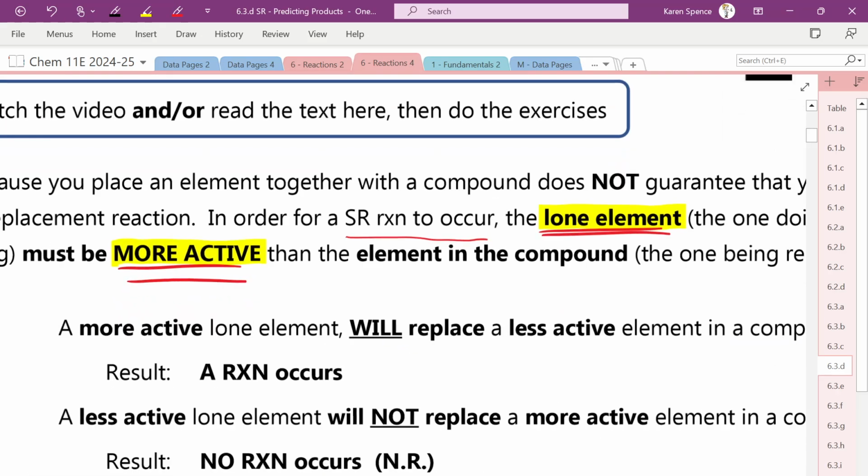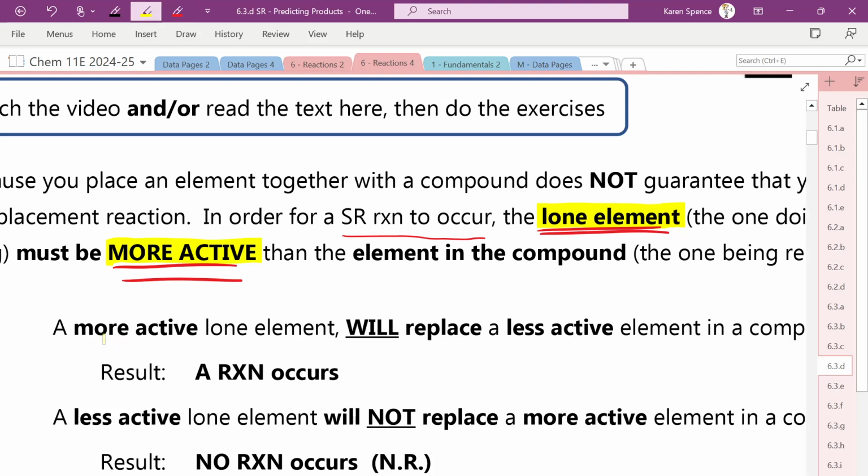So how are we going to tell? Well, actually, just before we go there. So if you put a more active lone element, it will replace a less active element in the compound.